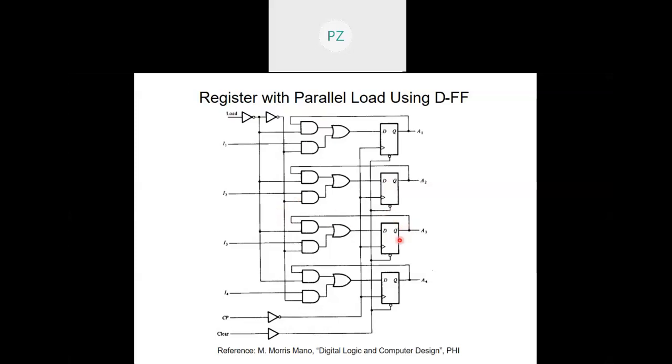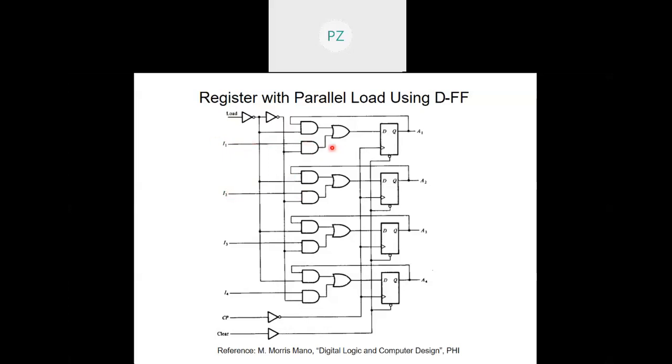Likewise, A3 will be recirculated simply because this load terminal is low and so its inverted version is high. So this AND gate gets enabled, this AND gate, this AND gate, this AND gate, they get enabled, and all of them recirculate back their corresponding outputs. So no loading takes place, right? Now when the load terminal is high, this line will be zero and this line will again be high. Now the upper AND gates will all be inactive. So that means their own previous state will not be circulated. Rather, it will accept I1. It will accept I2.